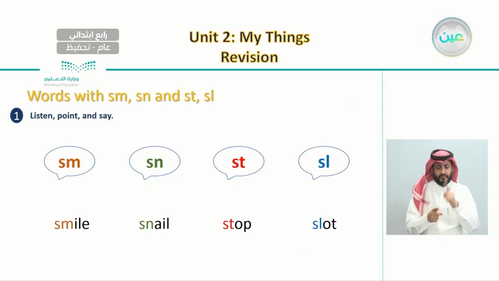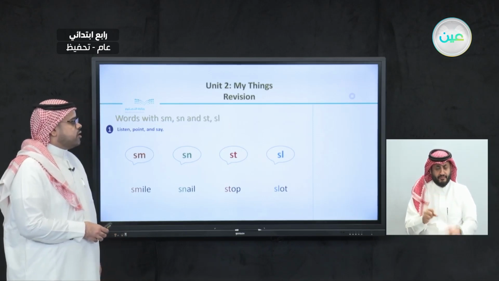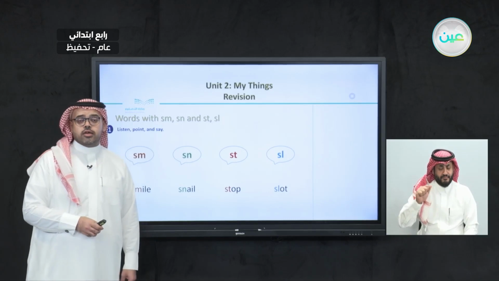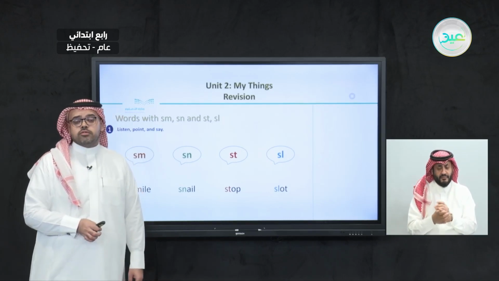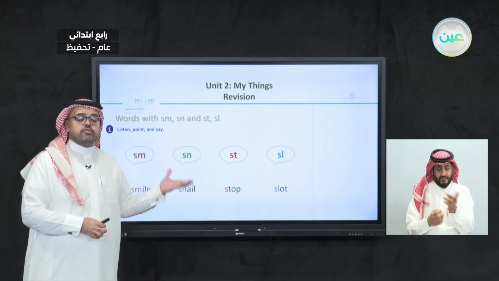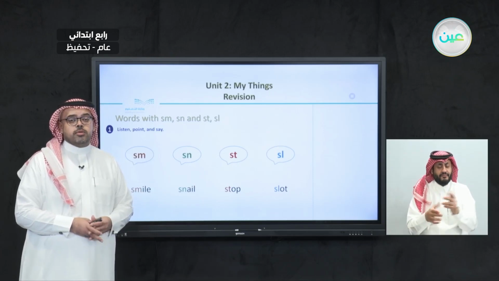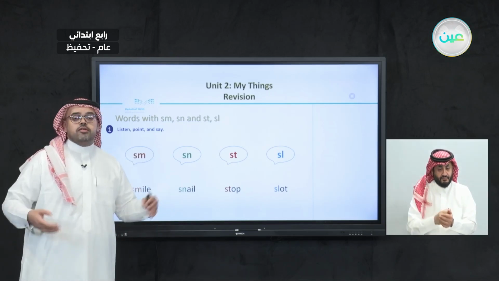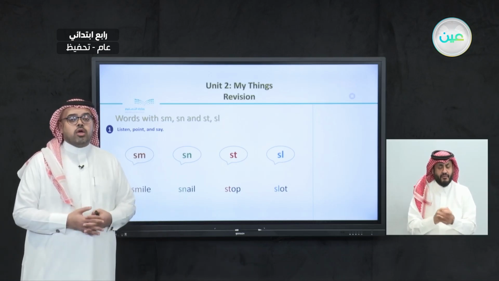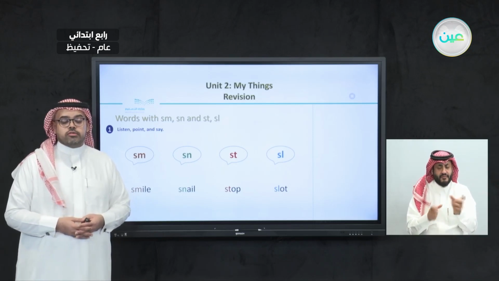Quick revision of our last lesson. In our last lesson, we did practice words with SM, SN, and ST and SL, where we said that sometimes we come across words that start with these sets of letters and how we can differentiate between them, between SM and SN and also ST and SL, is by practicing more and by learning and saying more of these words.